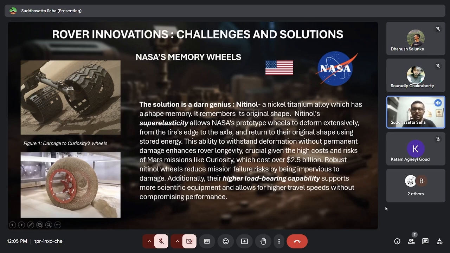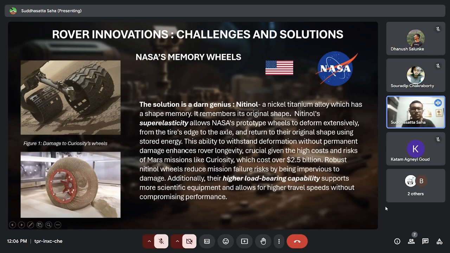And it is through their interesting property of super elasticity which allows these NASA prototype wheels to deform extensively, like from the tire's edge to the axle. This much they can deform and conform to the terrains, and that way they can again come back to their original shape. Thus, that is how they prevent any sort of damage. This is the technological innovation by NASA to address this problem. As you can see here, the damage of the wheels of Curiosity and how they were trying to solve it.